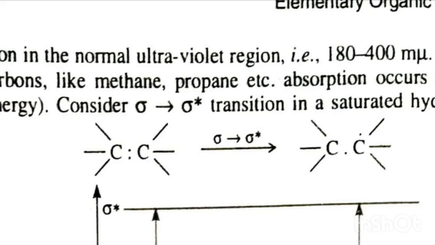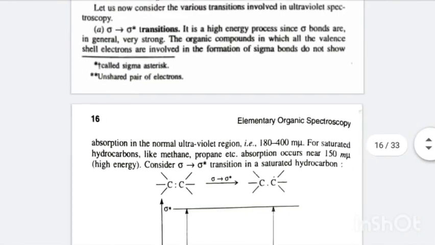So during the transition from the sigma bonded electron, 1 electron moves to the sigma star. It is denoted in the picture. The 1 dot, that is 1 electron, moves from the sigma bonding orbital to the sigma star anti-bonding orbital. So this kind of transition is called sigma to sigma star transition.